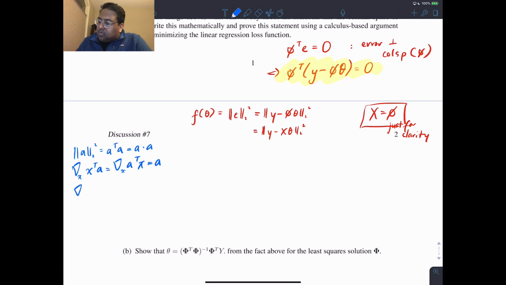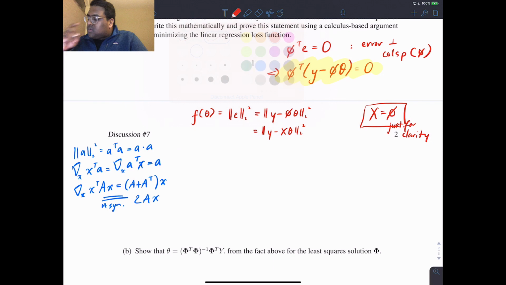The last one we need is that the gradient with respect to x of x transpose Ax is (A plus A transpose) x. Okay, we don't walk through the derivation of this, it's a little more messy, but you sort of have to know it. Also, in the case where A is symmetric, this happens to be equal to 2Ax, because when A is symmetric, A and A transpose are the same matrix.